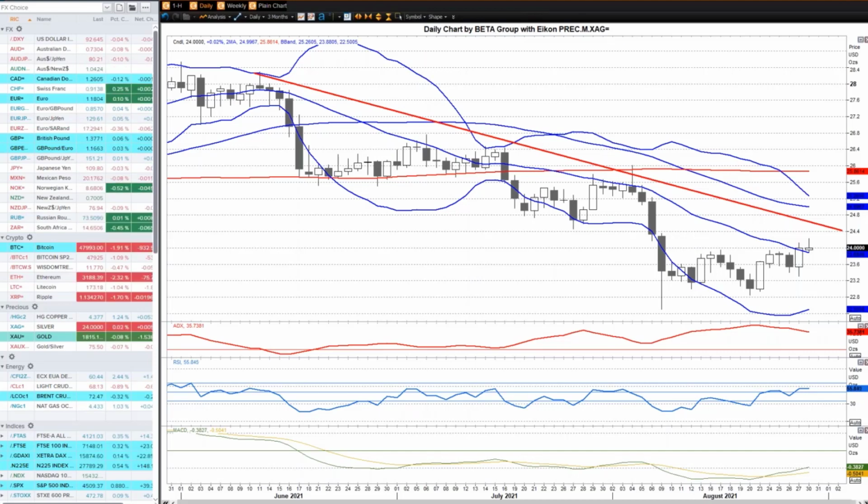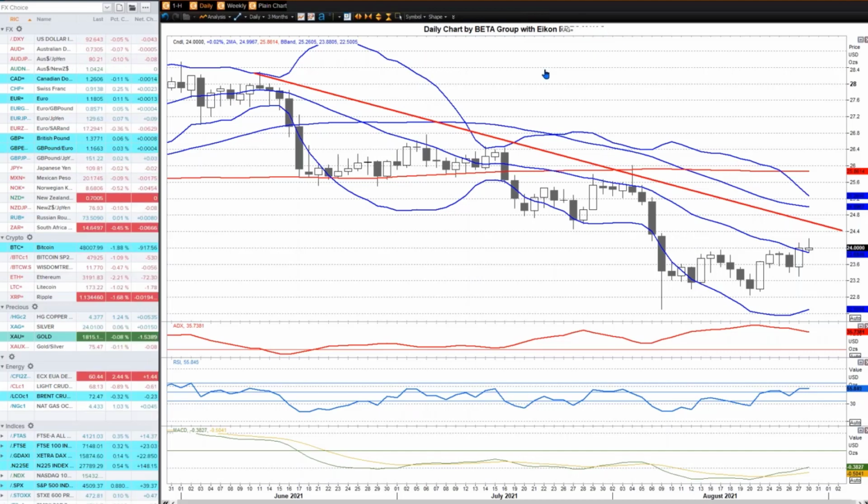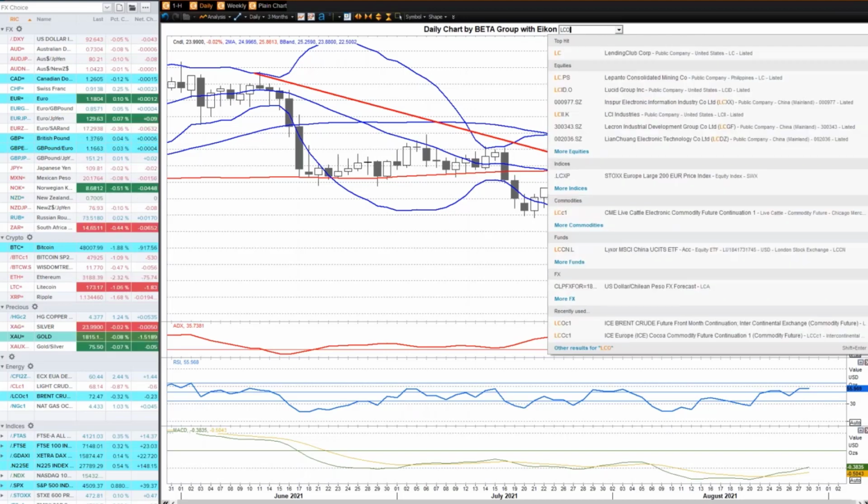Okay, gold may follow, but silver is leading at the moment. Let's go to Brent crude oil now. This whole complex is on fire.